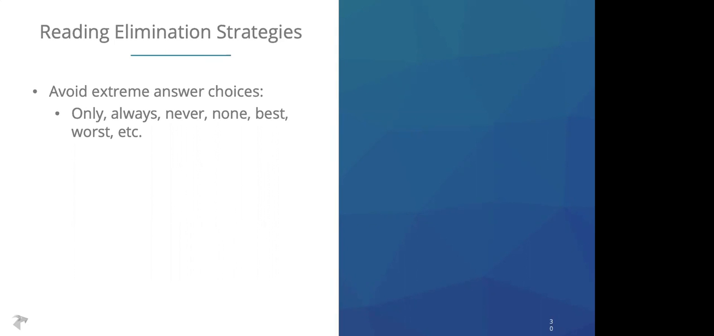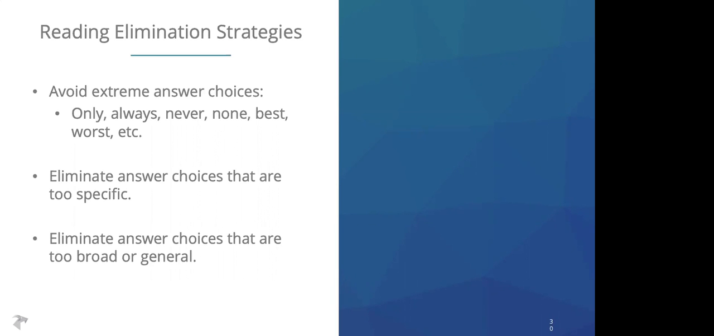You want to also avoid answer choices that are too specific or too broad. These are unlikely to be the correct answer. Answer choice scope should reflect the scope of the question and the scope of the passage.